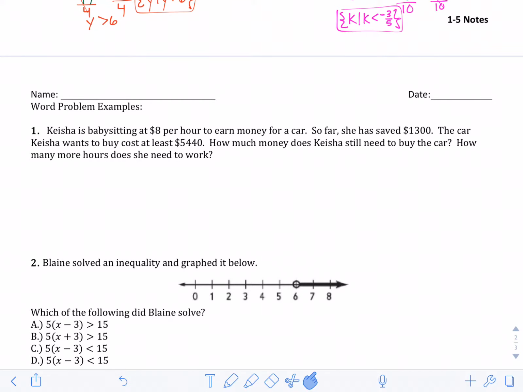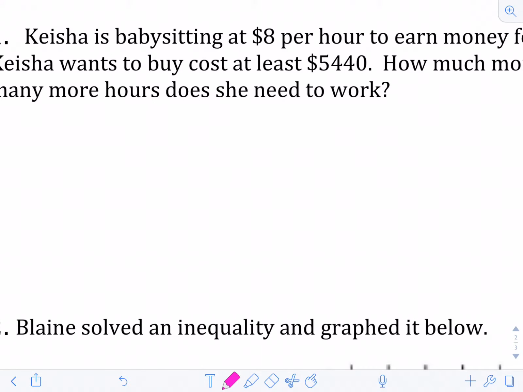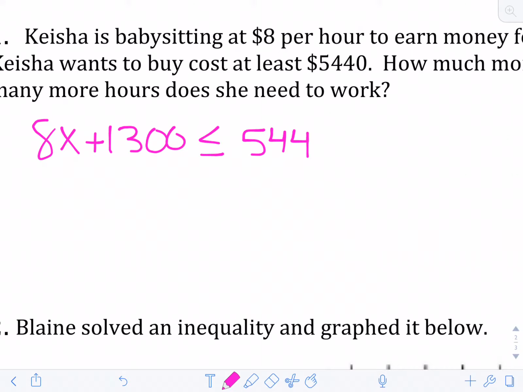Okay, so the first thing that we're going to do here is set up our inequality. We write down that we make $8 an hour, and so far she's earned $1,300. And it has to be less than or equal to $5,440, because she wants to buy a car for at least, so there's your little keyword, at least.